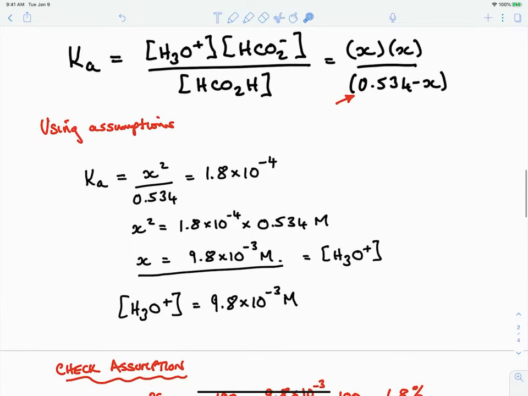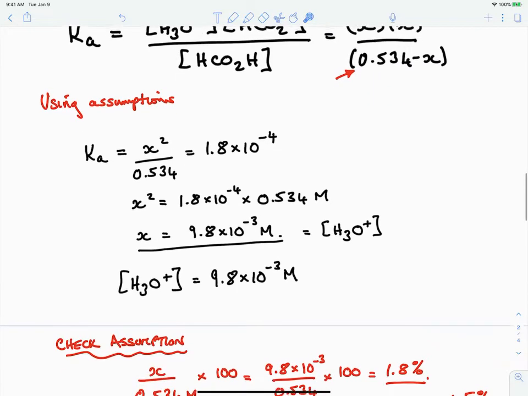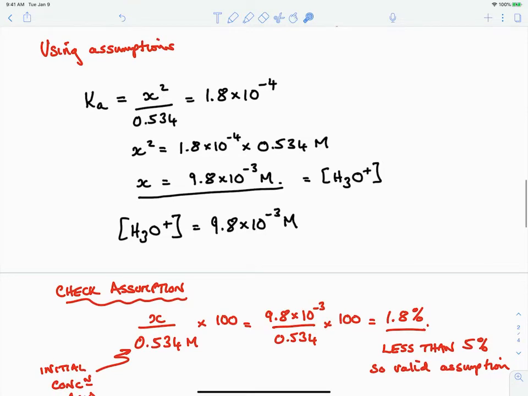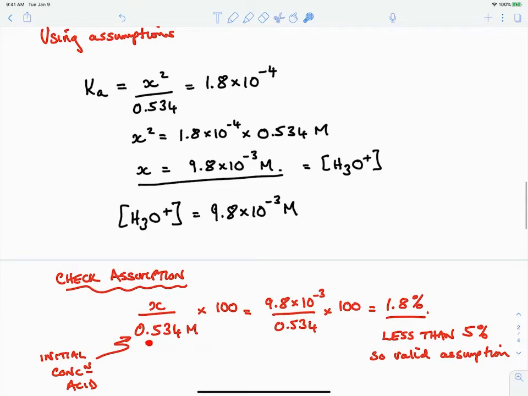And so this is the answer that we were looking for. It's to 2 significant figures, so that's all good. Now it would be good to check this assumption, because this assumption that we used up here would be important to check. So we can check it by taking the value of X, dividing it by the initial concentration of the acid, which was 0.534, multiplying it by 100, and we end up with a value of 1.8%, which is significantly less than 5%. So it's a valid assumption that we could have made.